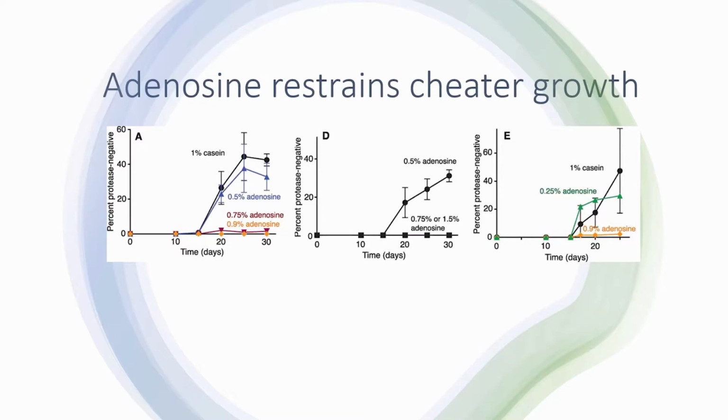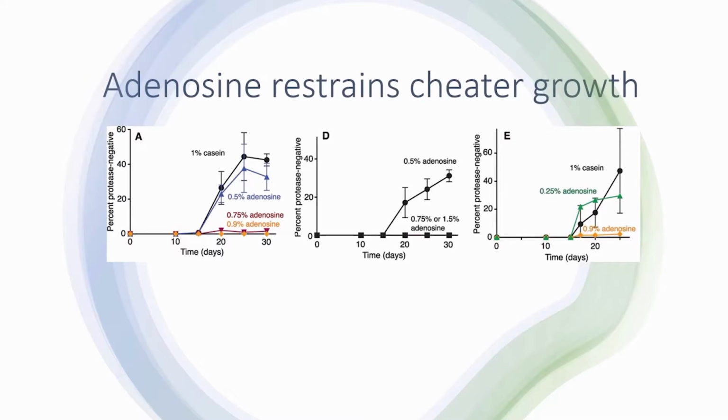The protease negative portion means that there are fewer proteases in the environment, meaning there are fewer cooperators making those proteases and more cheaters taking up those proteases. So really the percent protease negative means the percentage of social cheaters, to put it simply.